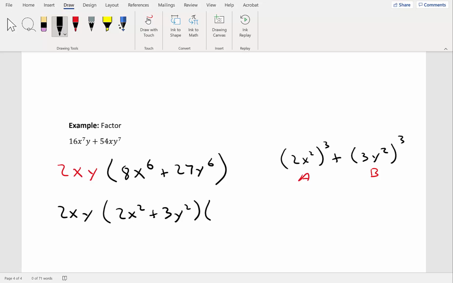And now the next part of the formula is a squared. So I have 2x squared raised to the 2nd power. So 2x squared times 2x squared, that gives me 4x to the 4th. Then I have minus. This is a times b now. So 2x squared times 3y squared. This gives me 6x squared y squared. Plus, then I have b squared. So it's 3y squared raised to the 2nd power. So 3y squared times 3y squared, I get 9y to the 4th. Now I am done factoring out this problem.